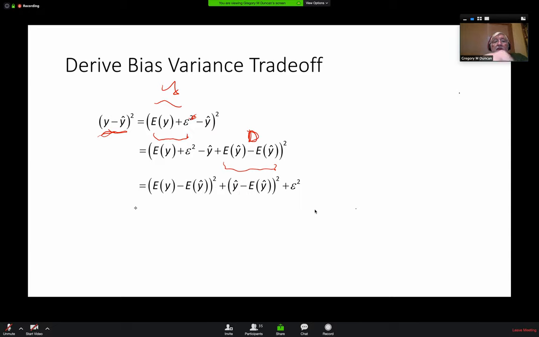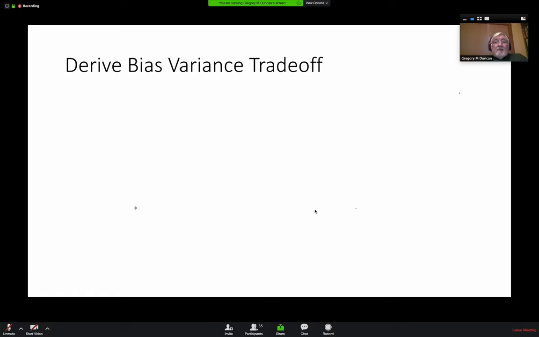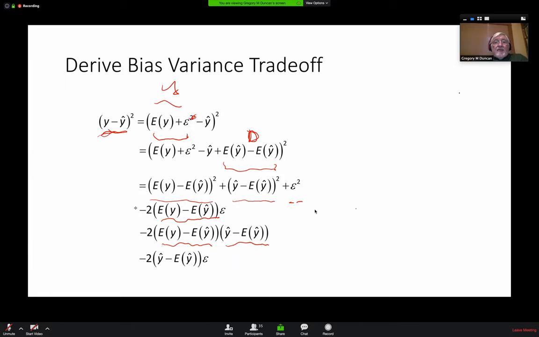Now I can rearrange terms, okay? And what I can show is that y minus y hat squared is the expected value of y minus the expected value of y hat squared, plus y hat minus the expected value of y hat squared, plus the error squared, and then cross terms. So I have the expected value of y minus y hat times the error, the expected value of y minus y hat times y hat minus E of y, and so on. So just take this thing, rearrange it and do the squares, and you're going to get that.